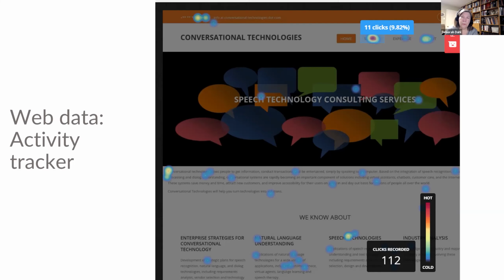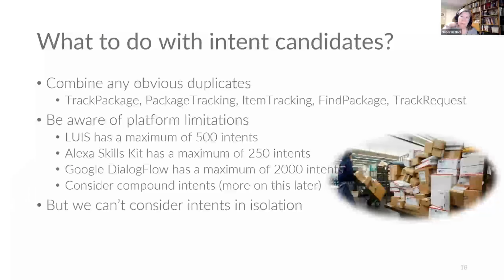So let's say you've used all these tools and you've come up with some intent candidates. If you've come across some duplicates, you want to combine those. There might be a lot of different ideas you've had about package tracking, for example. You have to be aware of platform limitations. They all have some kinds of limits. So if you're working with one of the platforms that has a lower limit on intents, you have to make sure that you don't have more than it can handle. Sometimes you can have more if you pay more, but you need to be aware of that.